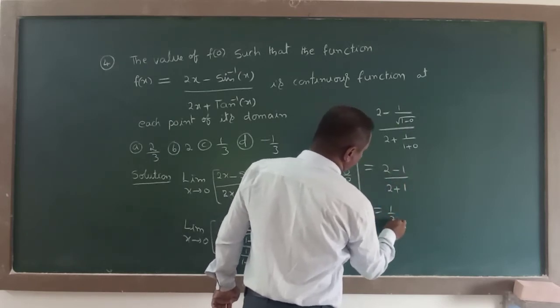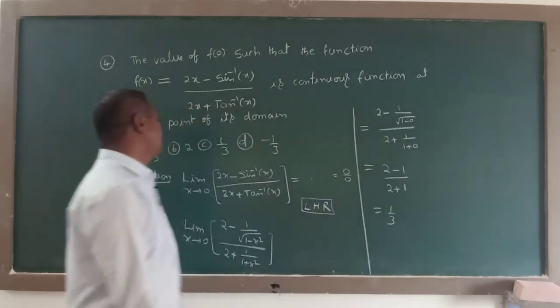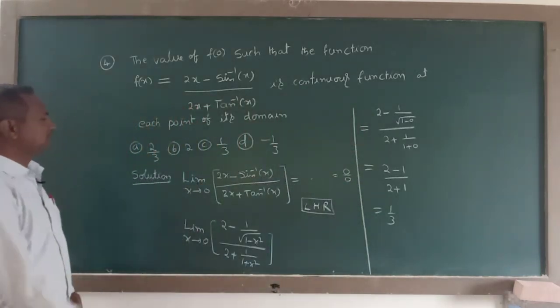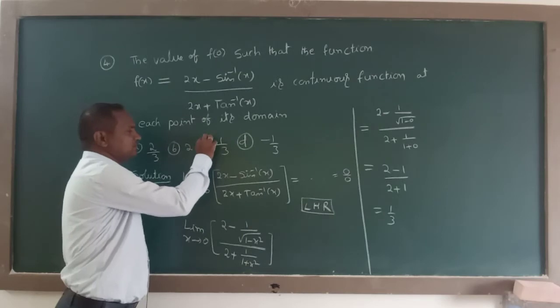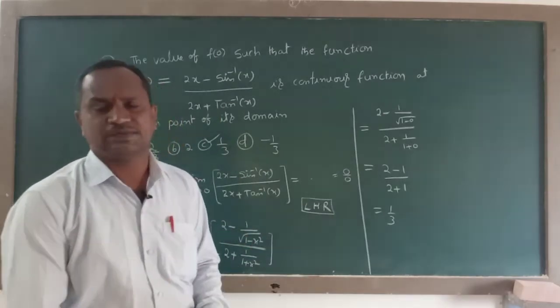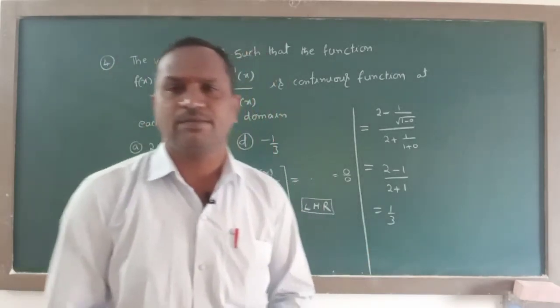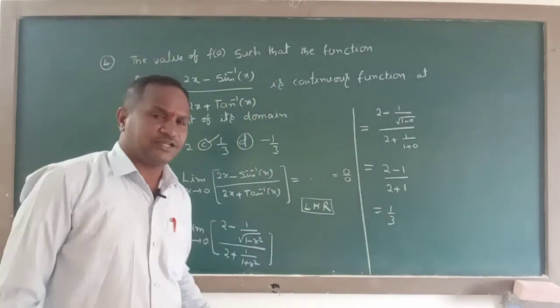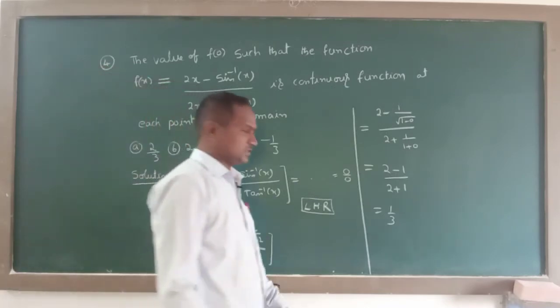That is 1 by 3, the correct answer. 1 by 3 is allotted to which option here? Third, C is the correct option for this question. Like that, by applying the L'Hospital rule, we are getting the same answer. Let us solve another question.